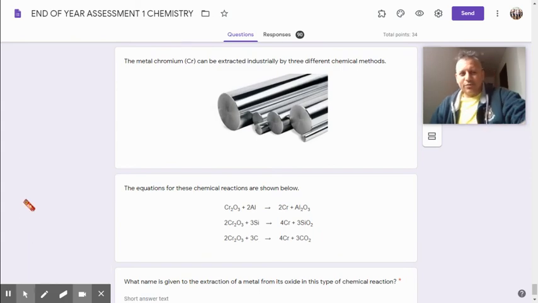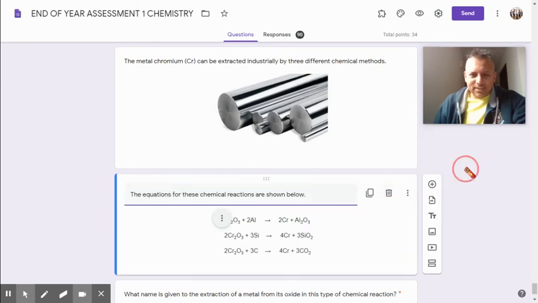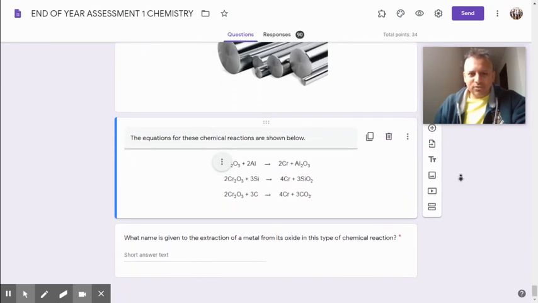All right, the next question is one I actually like. I really did, because it made you think. The clue was in the formulas. The question was asking what name is given to the extraction of a metal from its oxide in this type of chemical reaction. What you may have thought was that all three of these are different: aluminium, silicon, and carbon. You would not have seen aluminium react this way in our course.